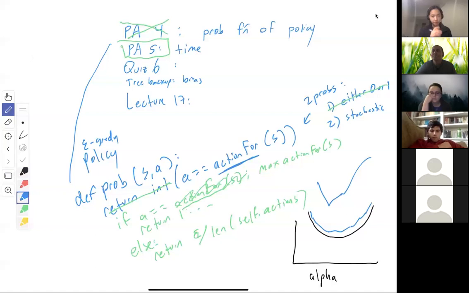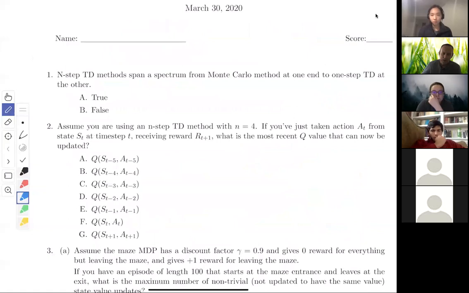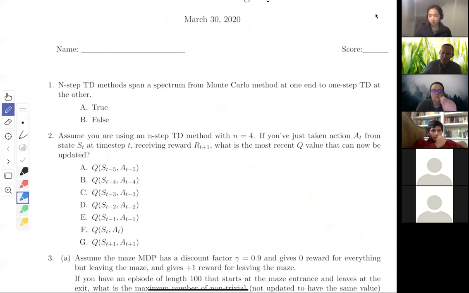All right, the next thing I want to talk about was quiz 6. Number one, I think everyone got right, which was that n-step TD methods span a spectrum from Monte Carlo at one end to one-step TD at the other, and that is true.